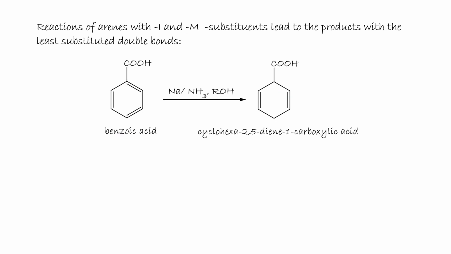Let's take one more example. Reactions of arenes with negative inductive effect or negative mesomeric effect lead to the formation of the least substituted double bond, like in benzoic acid, sodium, ammonia, alcohol, you get cyclohexa-2,4-diene-1-carboxylic acid. You get this one.